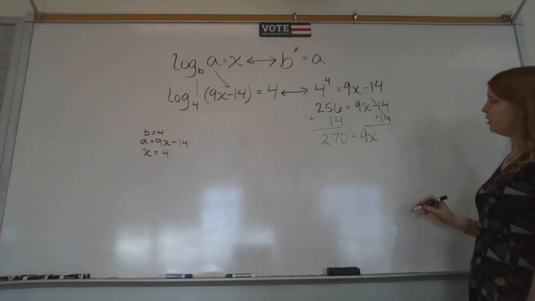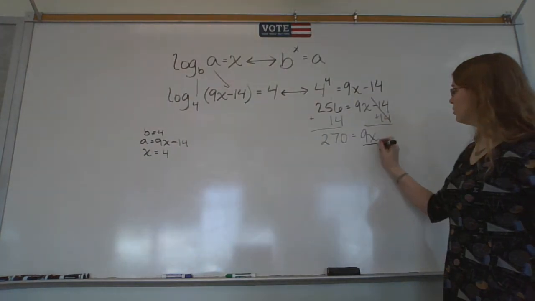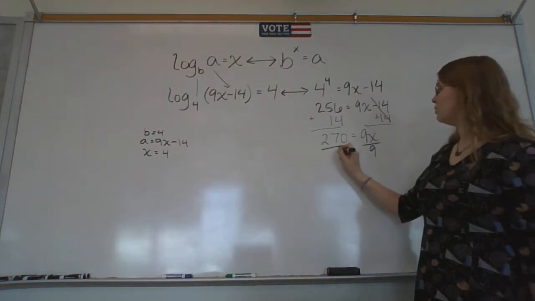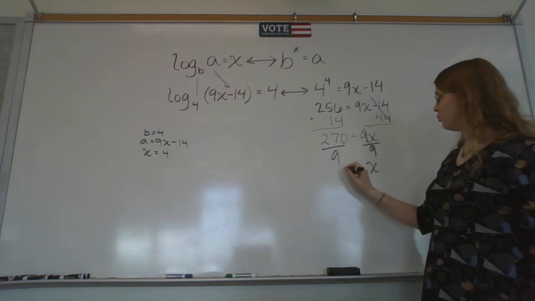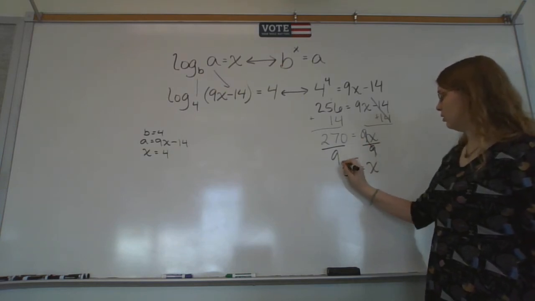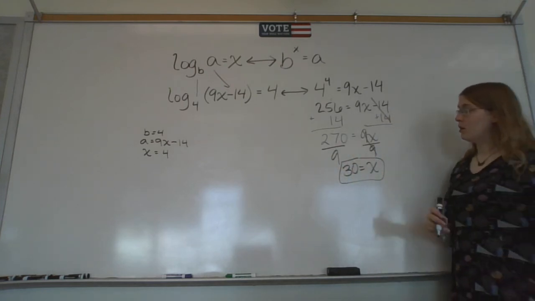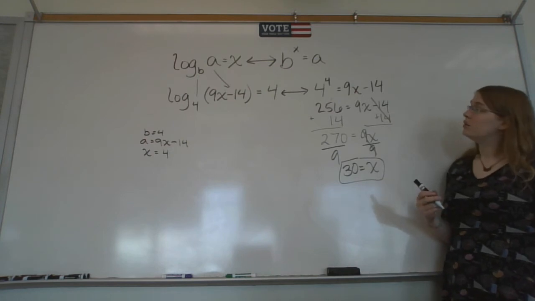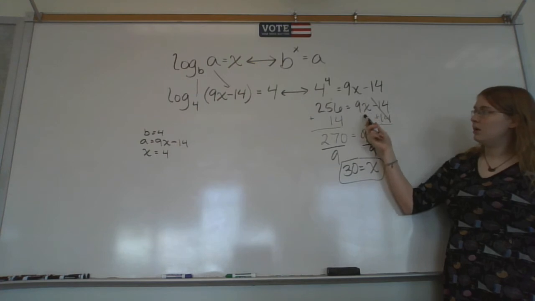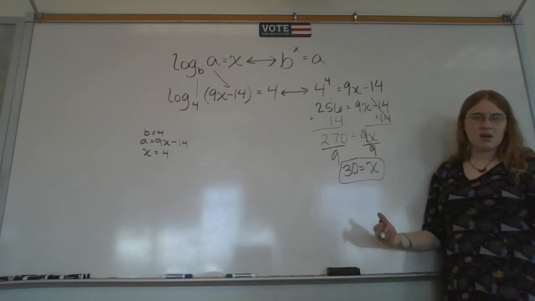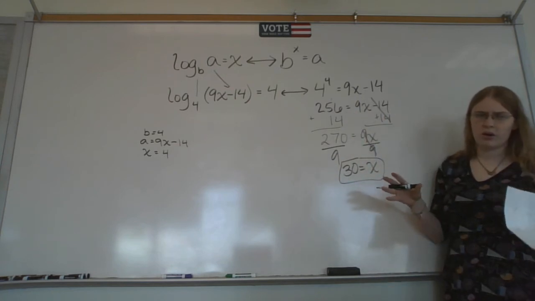$270. And last step to get x by itself. $270 divided by 9 would be 30, because 9 times 3 is 27. Pretty good, right? We converted it to exponential and then found a way to solve it. Because logarithms are weird, right? So once you convert it to exponential, you kind of know where you're at.